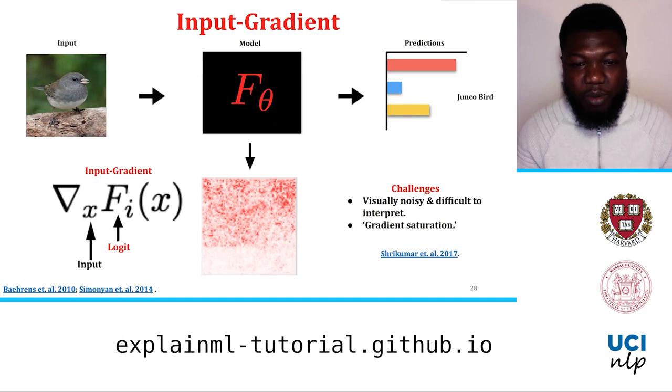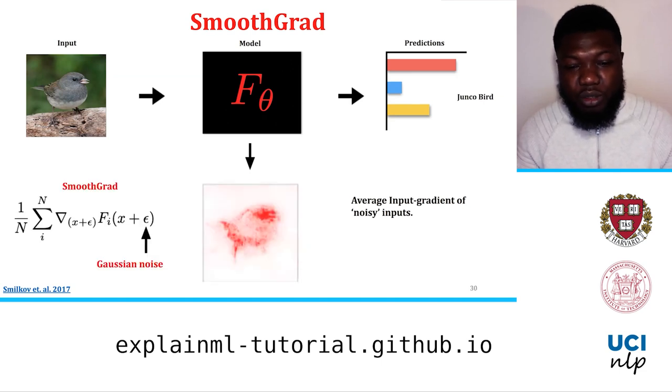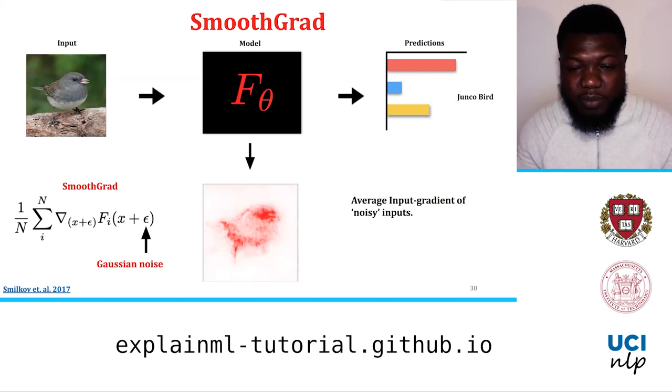So several other methods have been proposed to counteract this. One of them is SmoothGrad. SmoothGrad is a simple modification of the gradient. You can think of SmoothGrad as: you have an input you want to explain, you create n copies of this input, add Gaussian noise, and then you compute the input gradient for all n copies and average them. This is what SmoothGrad does. And you can visualize the SmoothGrad saliency map as shown. What you observe here is that the saliency map is a little more coherent than the actual input gradient saliency map. So let's keep going.